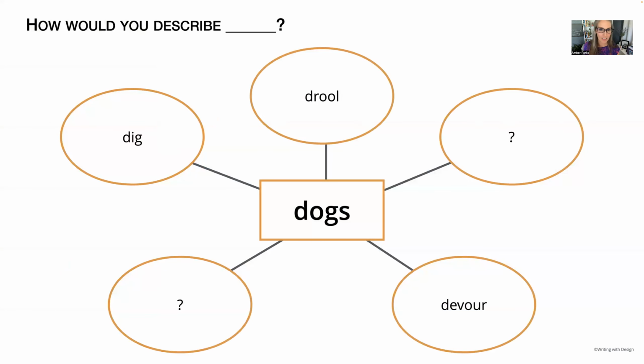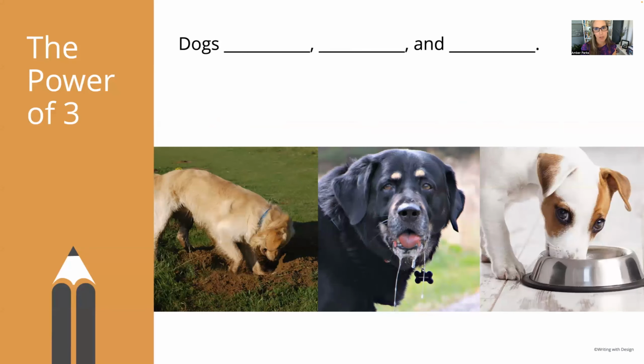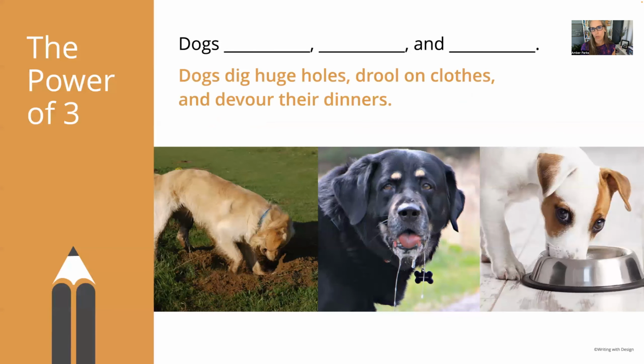So here's one on dogs. They dig, they drool, they devour. Dogs blank, blank, and blank. Back to our verbs here. Dogs dig huge holes, drool on clothes, and devour their dinners. So we have verbs, and then we finished it out with additional information. They dig what? They drool where? They devour what? Right? And added more here.